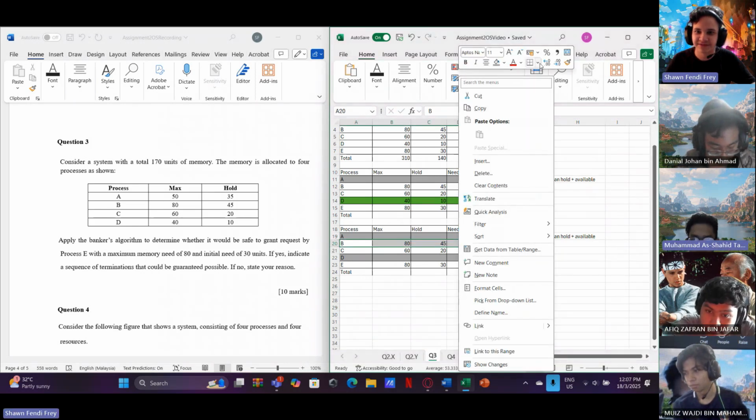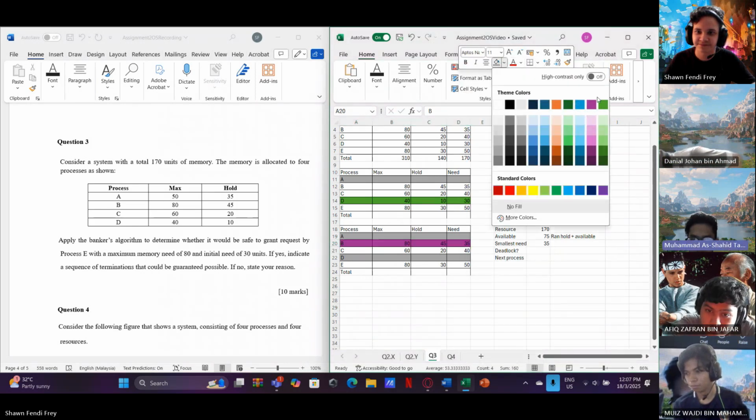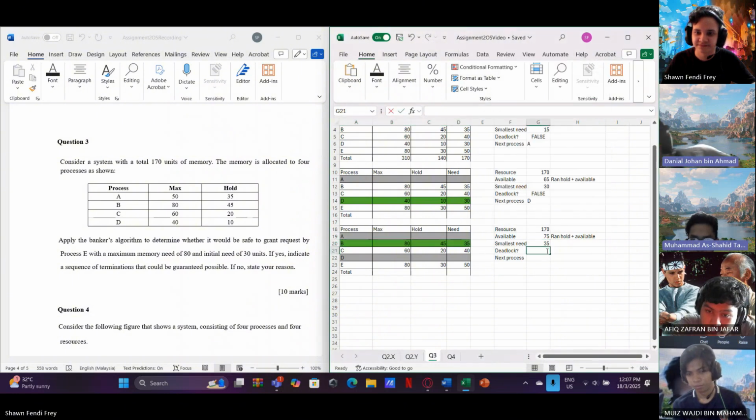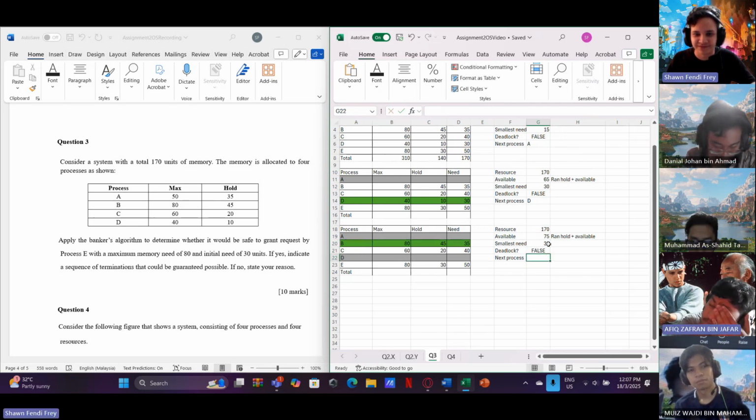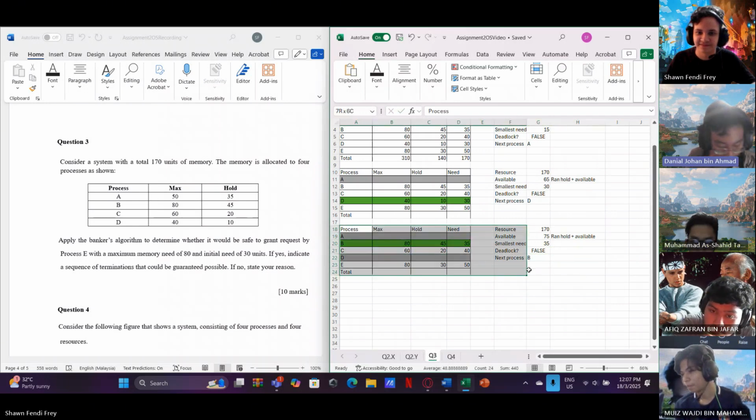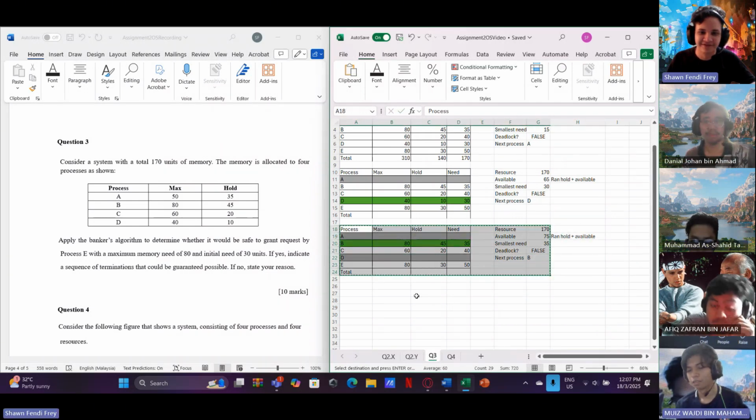Does deadlock occur? No, actually no. Never mind. Deadlock does not occur, because available is more than or equal to the smallest need. So next process is gonna be B. We go again.